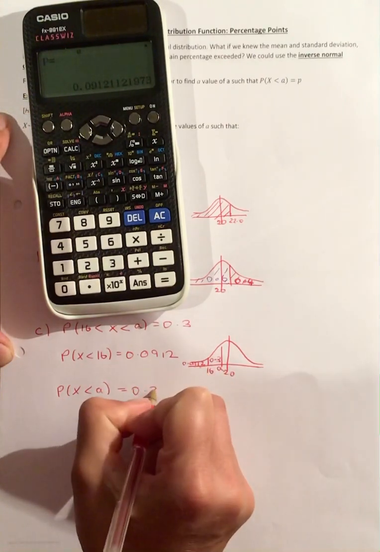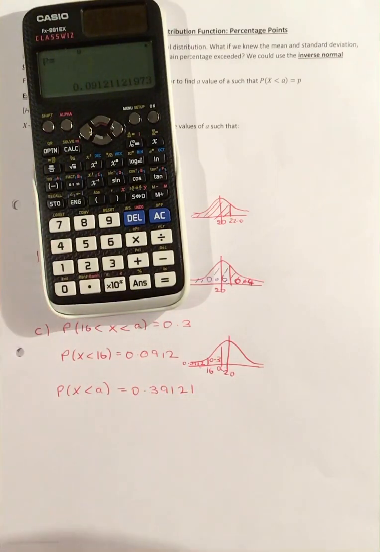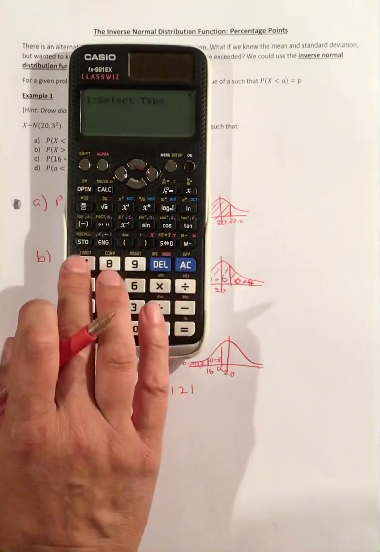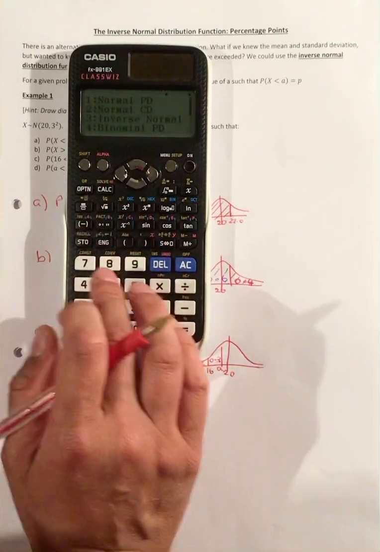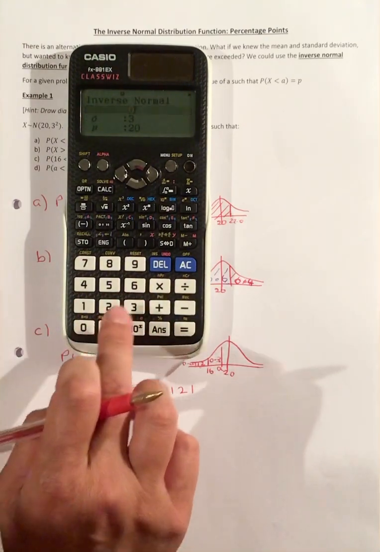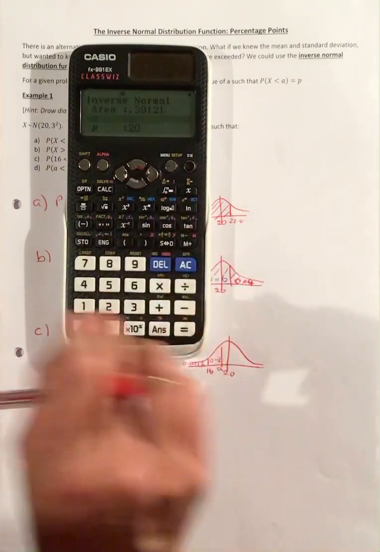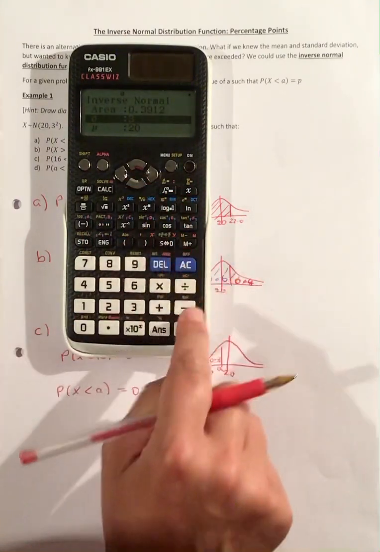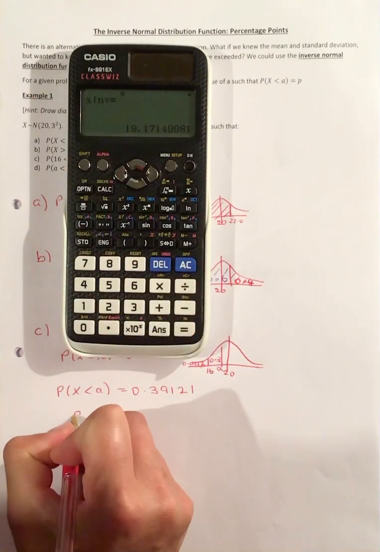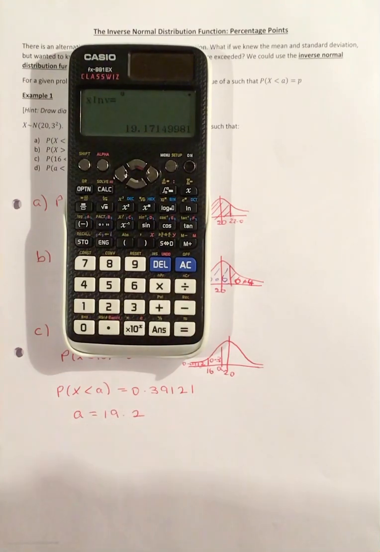So 0.3912. Now I can use my inverse function, and my area needs to be 0.39121. My standard deviation and my mean are already in correctly. So my value of a is 19.2 to 1 decimal place.